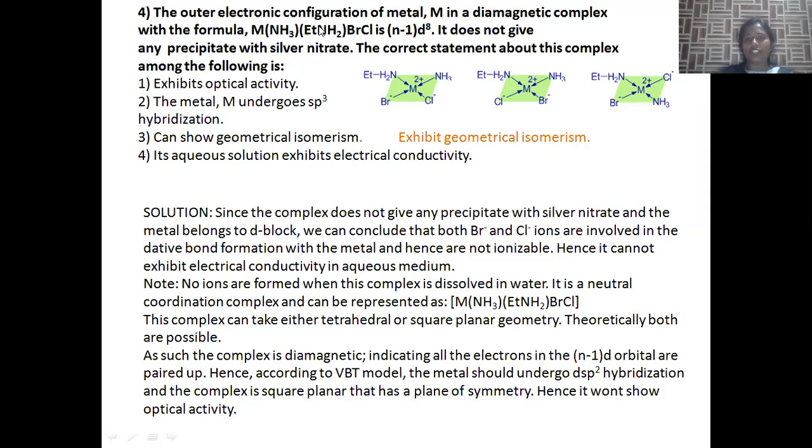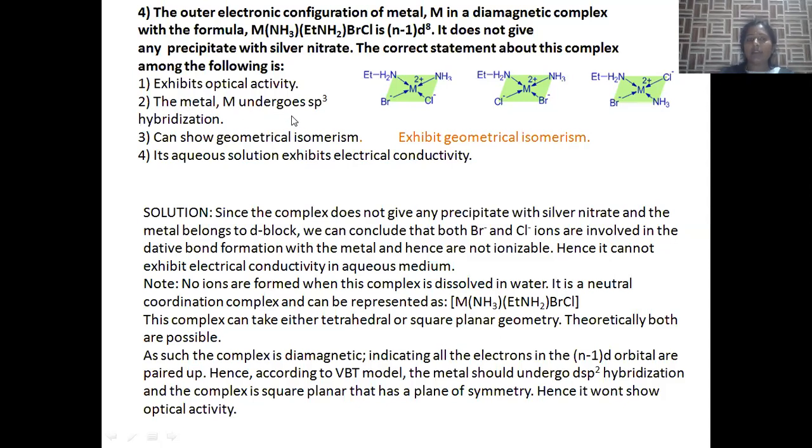Let us see which statements are correct with respect to this problem. Exhibit optical activity. In order to exhibit optical activity, the molecule should be unsymmetrical, no symmetry element should be present, and second, there should be four different functional groups. So this problem statement satisfies four different functional groups around the metal, but in terms of symmetry, it will not satisfy, it seems. Let us go for another option.